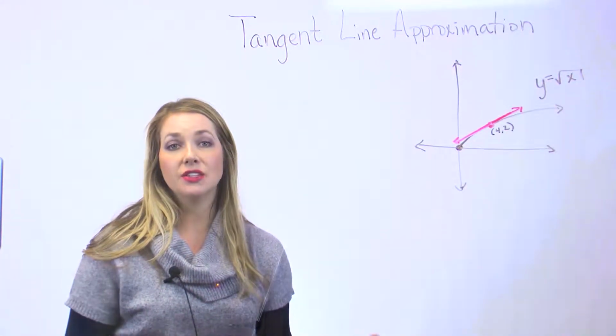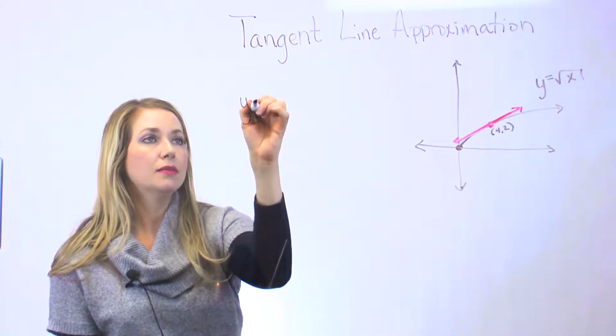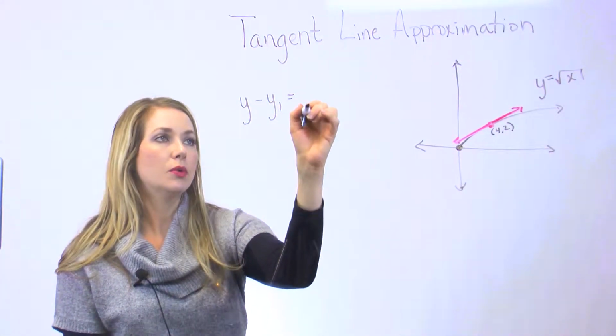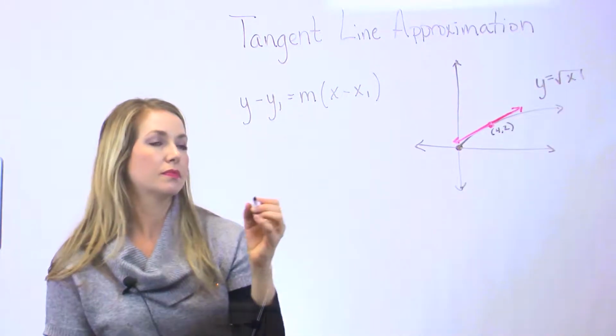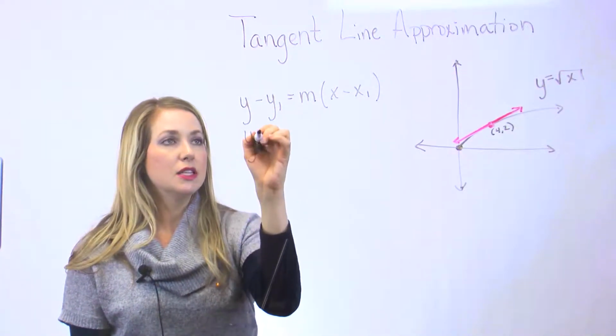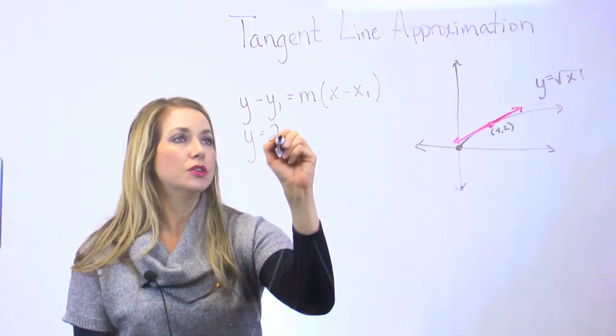And the way we do that is using the point slope formula. So we would do y minus y1 equals m times x minus x1. And the way you've done this in the past, your y1 here is the actual point. So this is the 2.